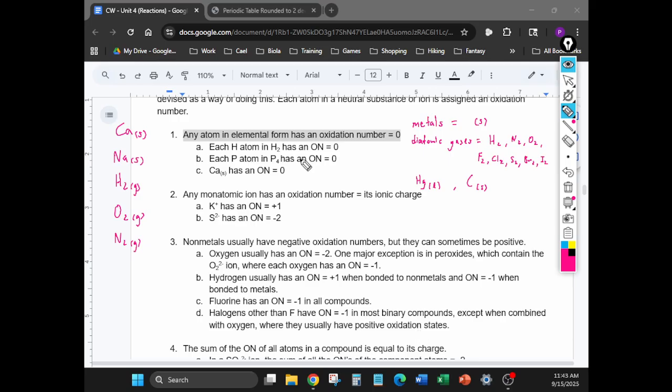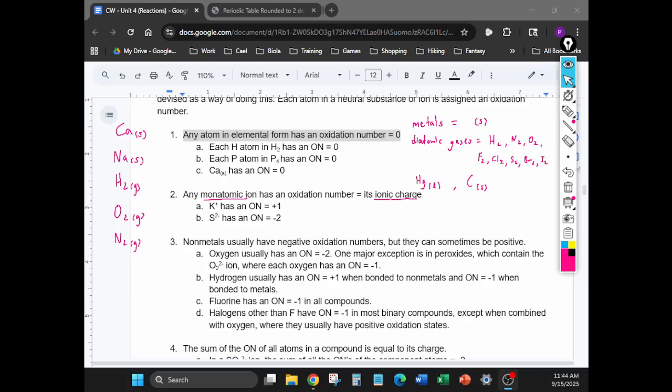Okay, second rule, also pretty important. Basically, if you have a monatomic ion, the oxidation number is just the charge. So if you have K+, the oxidation number of K is +1. If you have S2-, the oxidation number is -2. So if it's a monatomic ion, it's really easy, just look at the charge.